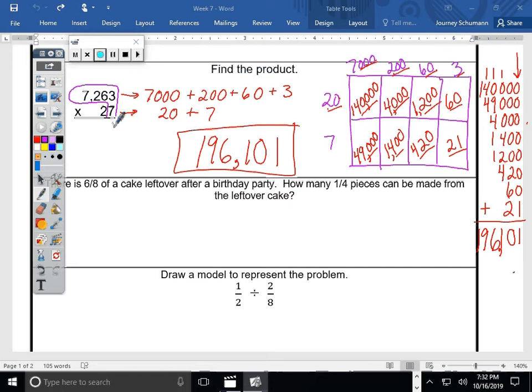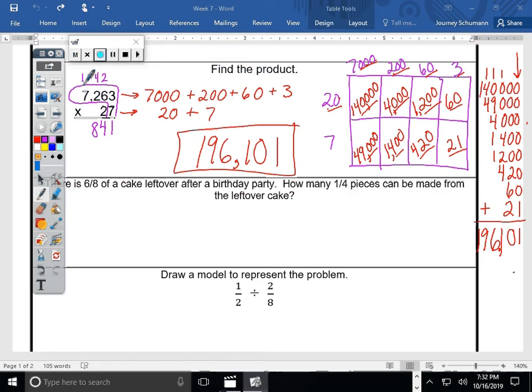7 times 3 is 21. We keep the 1 and regroup the 2 to the tens place. 7 times 6 tens gets me 42 tens, plus 2 more gets me 44. I'll keep 4 of those tens and regroup 4. So I'll keep 4 tens and regroup 4 of them to the hundreds place. 7 times 2 is 14, so that's like 14 hundreds, plus 4 more hundreds, that's 18 hundreds. I'll keep 8 of them here and trade in a group of 1,000 next door.